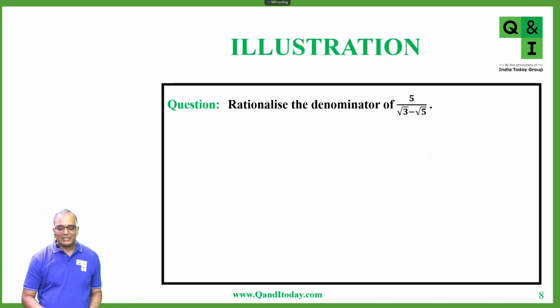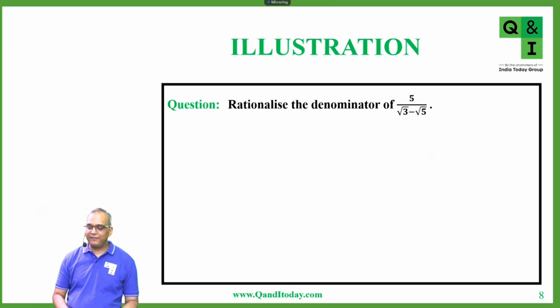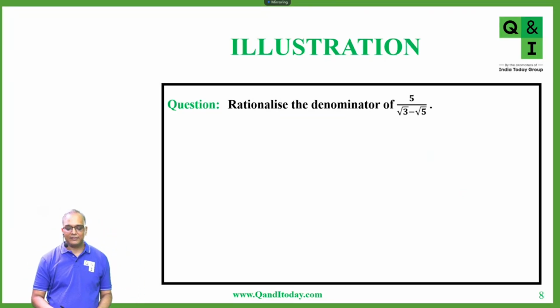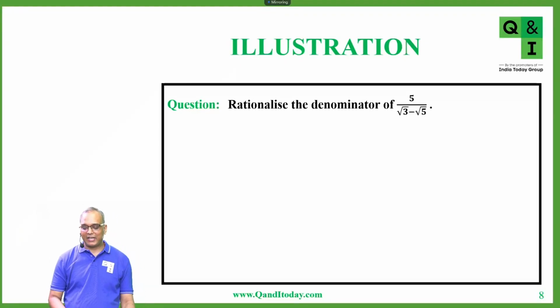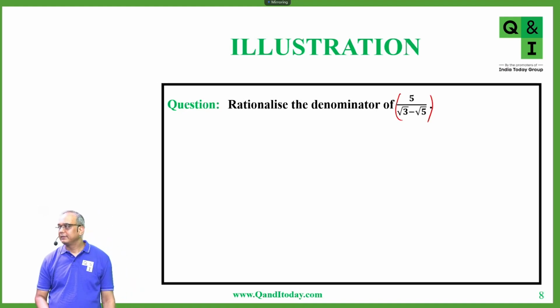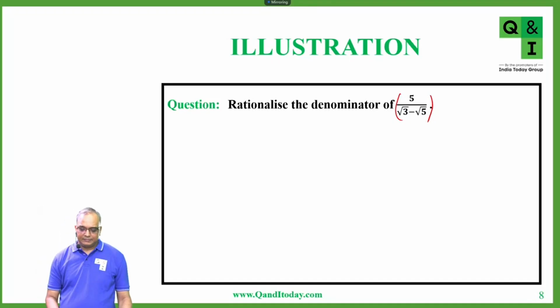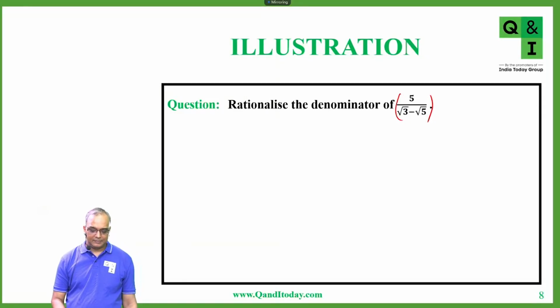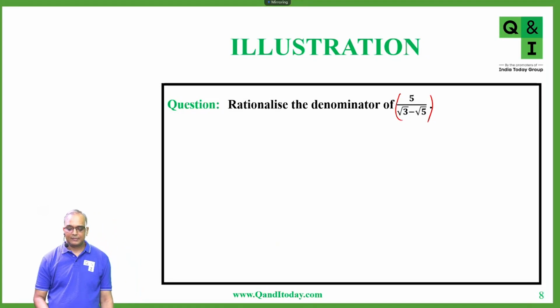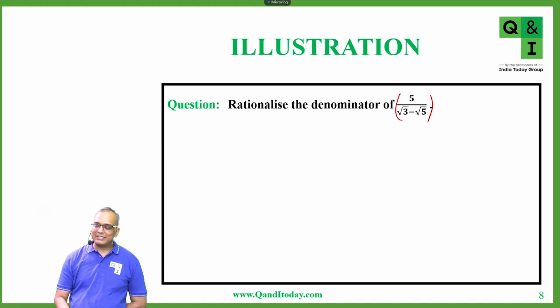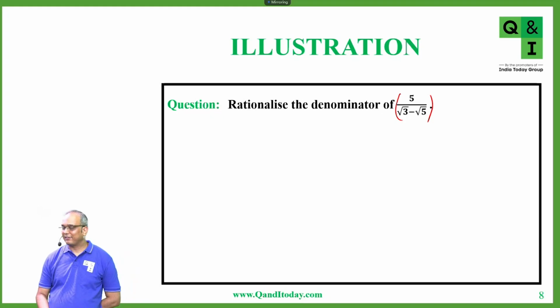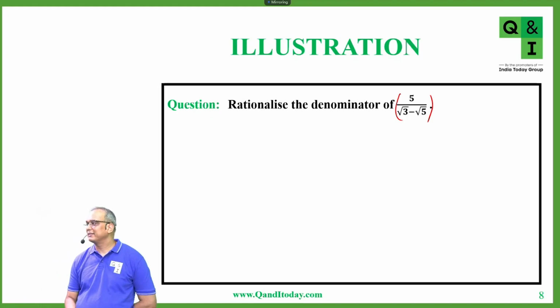So you have to rationalize the denominator of 5 over root 3 minus root 5. You have to rationalize the denominator of 5 divided by root 3 minus root 5. What is the rationalization factor here? Can someone tell me the rationalization factor here?